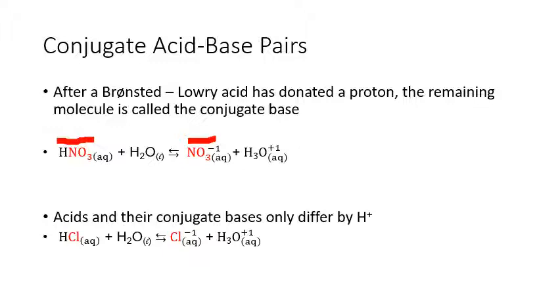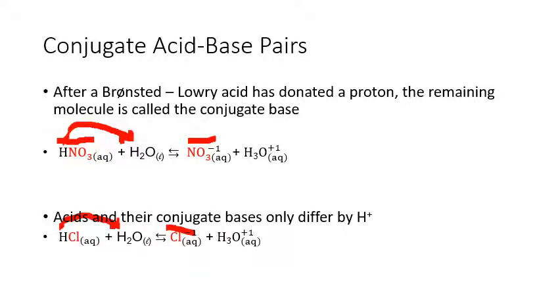So the conjugate base is what's left over after the acid has given away its proton. Acids and their conjugate bases differ only in that one has an H and one doesn't. For the NO3 example, the HNO3 has an H, it's an acid, and it gives its acid proton to the water, and it becomes NO3. And the same thing over here with the HCl. The HCl has an H, and it gives its proton to the water, again to make an H3O, and it just becomes Cl.